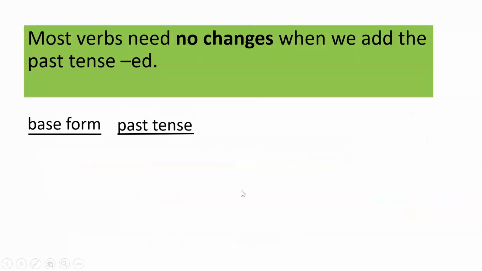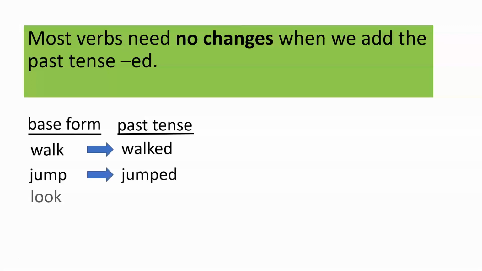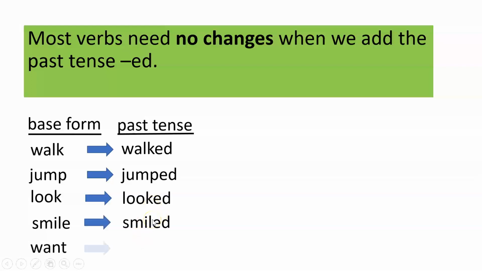Come with me. Now, most verbs need no changes when we add the past tense ed. Let me give you some examples. When I use the word walk and I want to make it into the past tense, I say walked. When I want to put jump in the past, I say jumped. Look turns into looked, and I don't use any double K there. Smile turns to smiled. It has just one L, and want turns to wanted. This is the normal way to make the past tense.